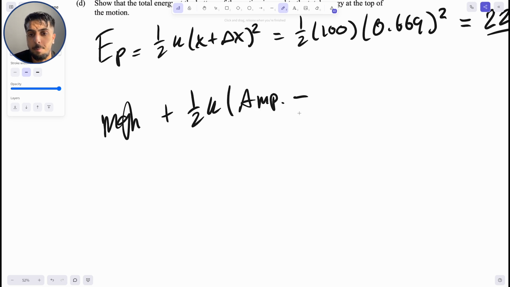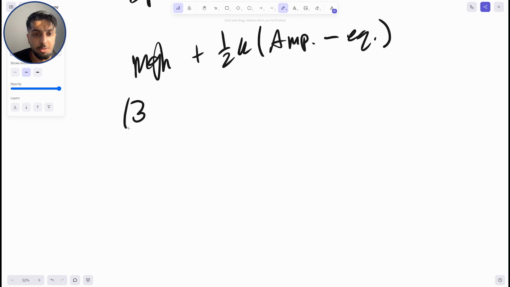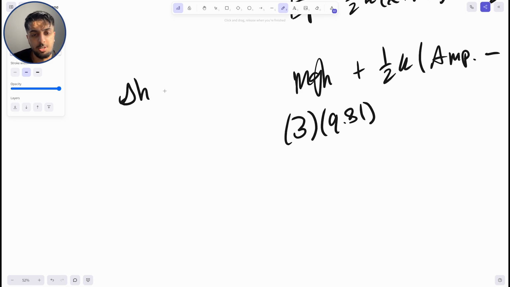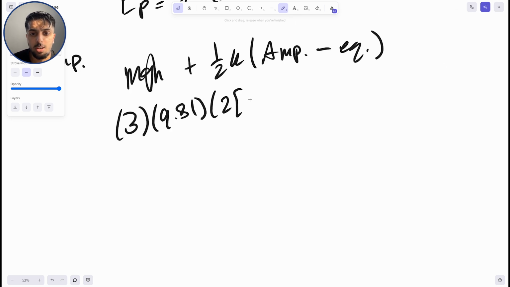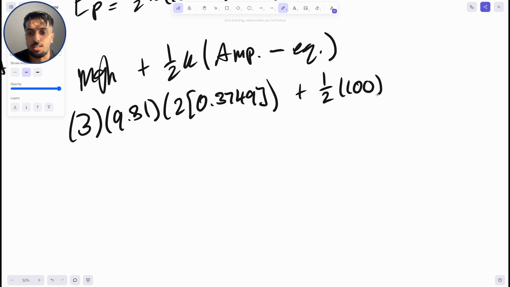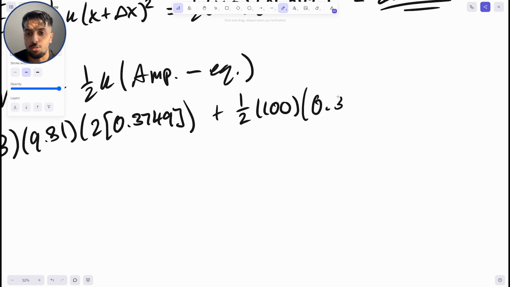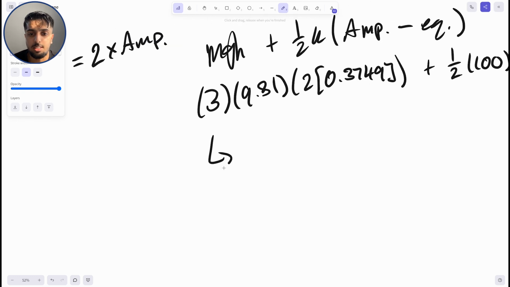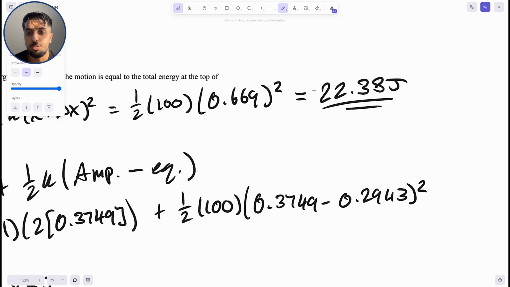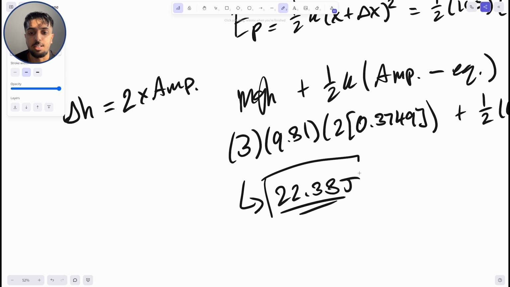Now at the top we have our mgh plus our half k x squared, and our x value at this point is our amplitude minus our equilibrium position. Our mass is 3 kg, our g is 9.81, and our h is our delta h, and the change in height is twice our amplitude, which is 2 times 0.3749, plus our half k, which is again 100, times our amplitude, 0.3749, minus our equilibrium, which is 0.2943, squared, and that gives us an energy of 22.38 joules. Therefore, it is the same at the top and at the bottom.